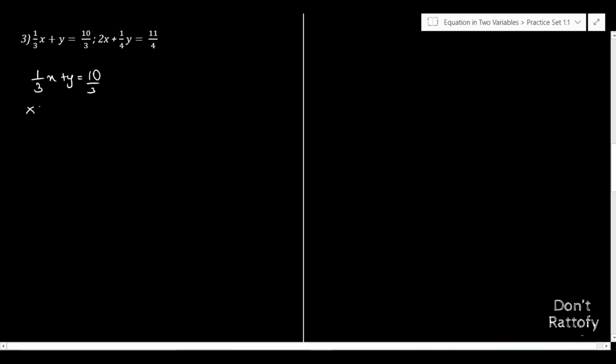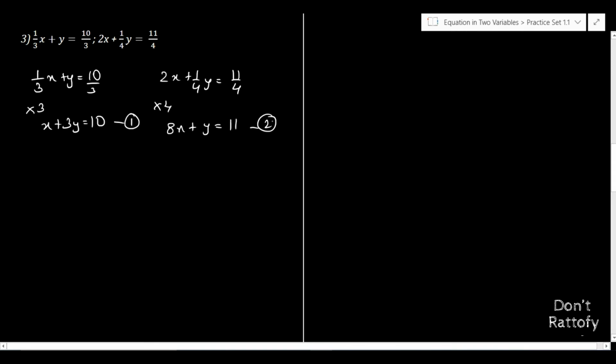So what I'll do is I'll multiply by 3. So it will be x plus 3y is equal to 10. That is, 3 multiplied by 1 by 3 is 1, 3 gets cancelled, plus 3 multiplied by y is 3y, and 10 by 3 multiplied by 3 gets cancelled, it is 10. So this is my equation 1. Similarly, I'll do the second equation. I'll have 2x plus 1 by 4y is equal to 11 by 4. Now I don't want 4 here, right? So I'll multiply by 4. 4 2s are 8, so 8x plus y is equal to 11. This is my equation 2.